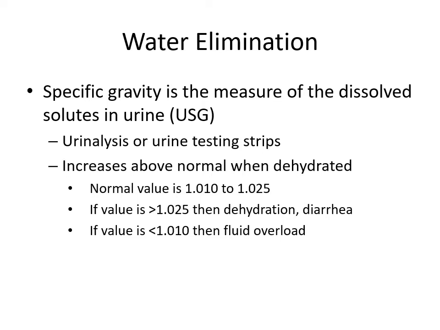Now, one of the ways that we can measure this is specific gravity. This is the measurement of dissolved solutes, and specifically we're looking at urine-specific gravity. This can be done via urinalysis or urine testing strips. Increases above normal is how we're going to determine if there's dehydration. The normal value is 1.01 to 1.025. If it's greater than 1.025, then there's dehydration, for example, something like diarrhea. And if it's less than 1.01, then we're overhydrated.